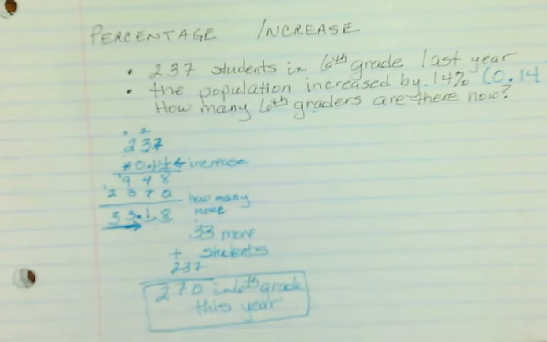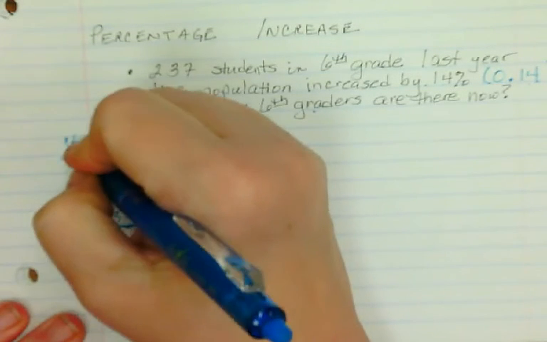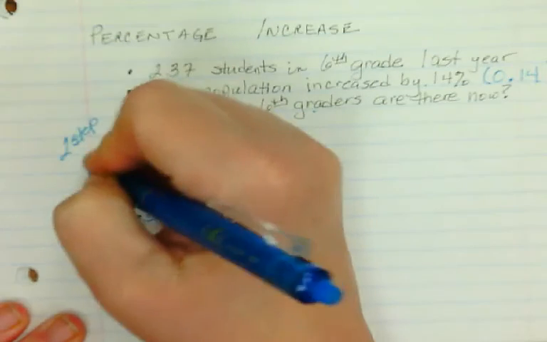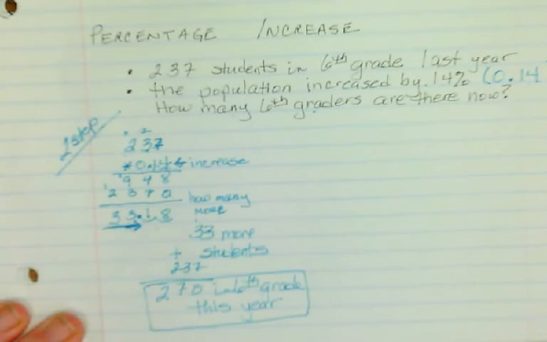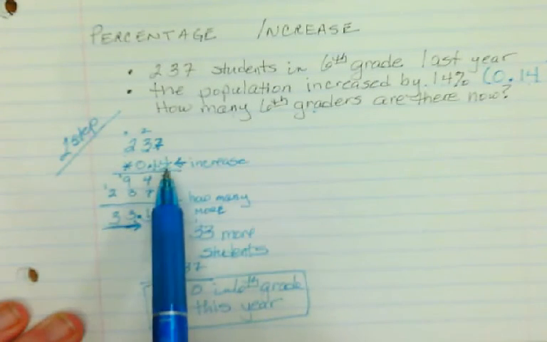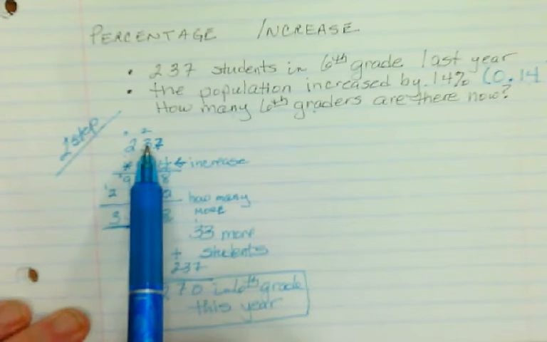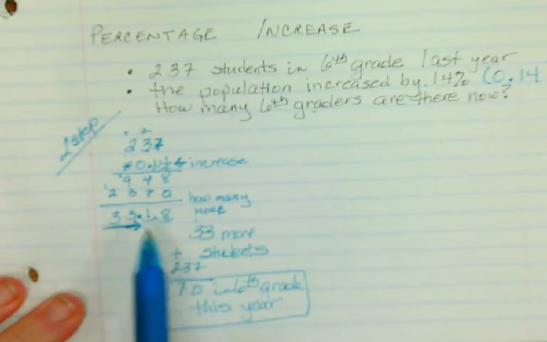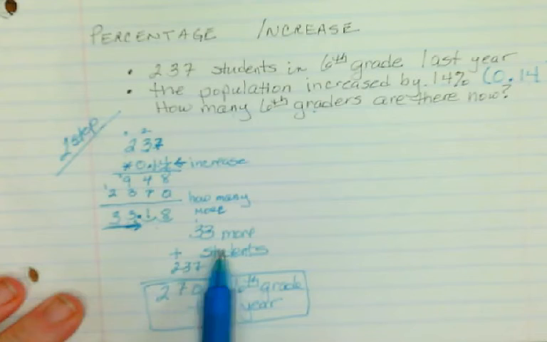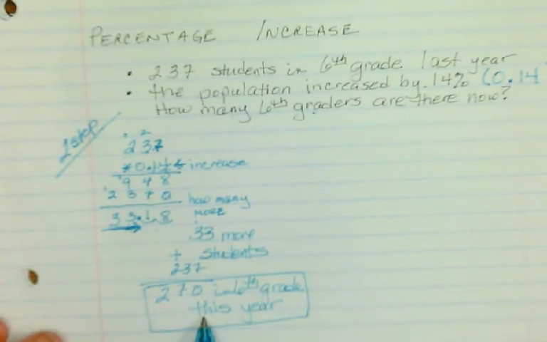Right? So this is my two-step solution. I found how much 14% of 237 is, and then I added it to my 237, so I got my 270. Okay? The one step, and it took me a long time to understand this. I'm going to show it to you, but it may not make sense, and that's okay.